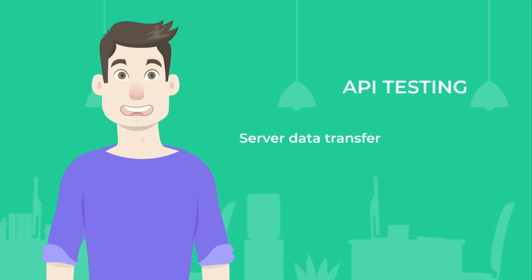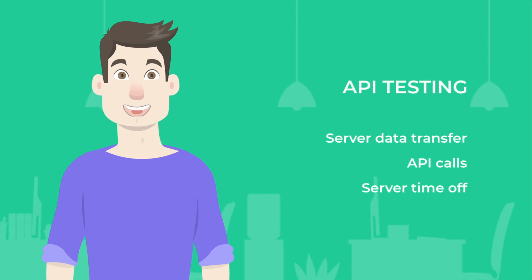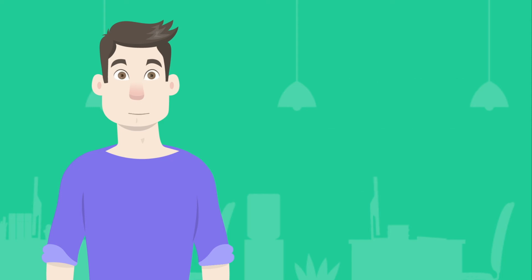Applications often interact with the server via APIs, application programming interfaces. An API enables data exchange between the separated software parts. A QA specialist is to check if the response times between the API and the server are correct.